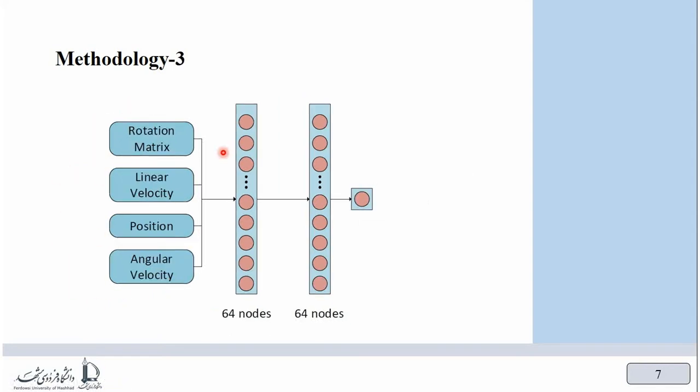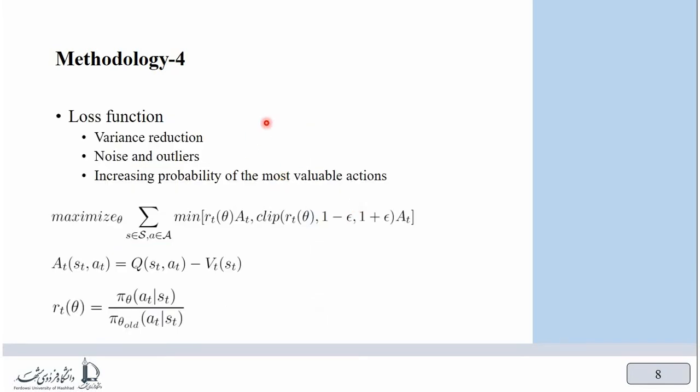The value function, or the critic part of our network, was also in charge of predicting the utility of each state in order to be used in our action estimation part. So the output would be a single V(s) that we use in the next part. The loss function that we used was the traditional loss function in the proximal policy optimization paper, which was suitable for variance reduction and robust against noise and outliers. The main function of it is to increase the probability of the most valuable actions.